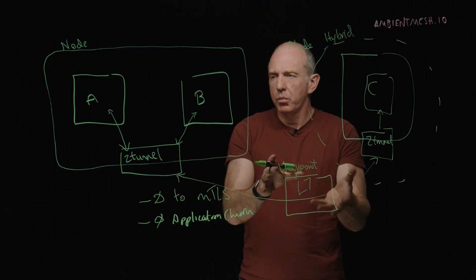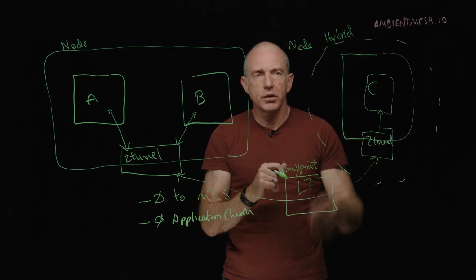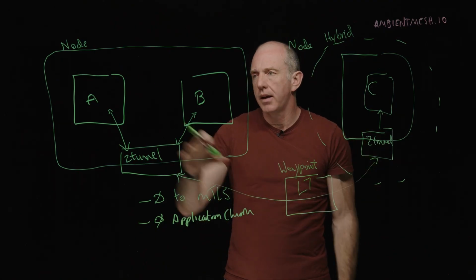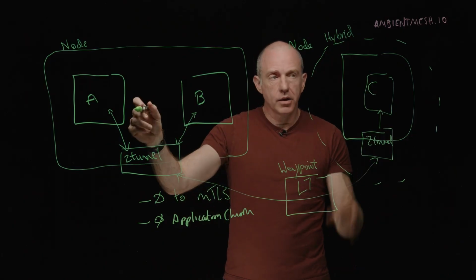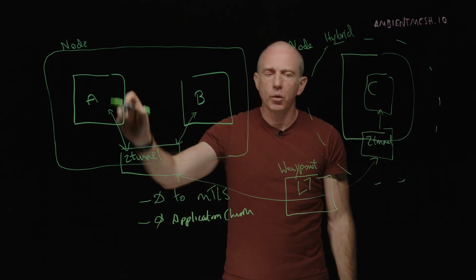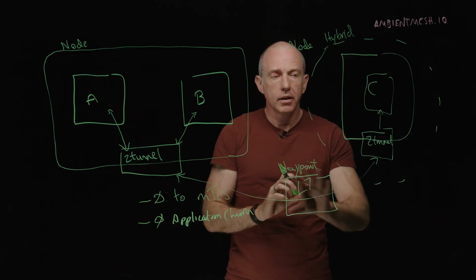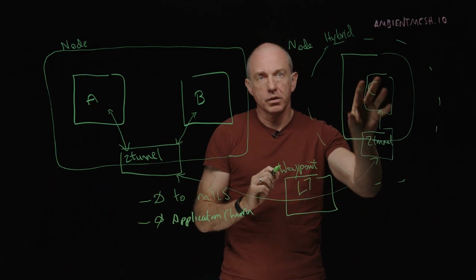Waypoints are configured Envoy proxies that sit in front of services. So C would have a waypoint and A would say, I'm going to talk to C. And the system is smart enough to say, well, A is trying to talk to C. C has a waypoint. I will make all the traffic go through this. And it will implement all the policy that C wants.